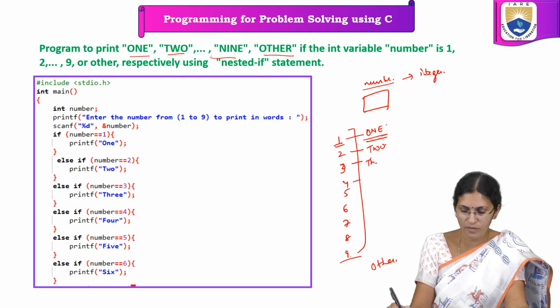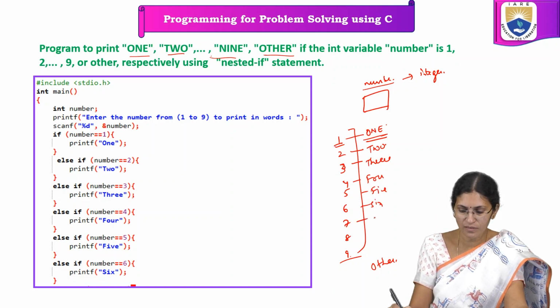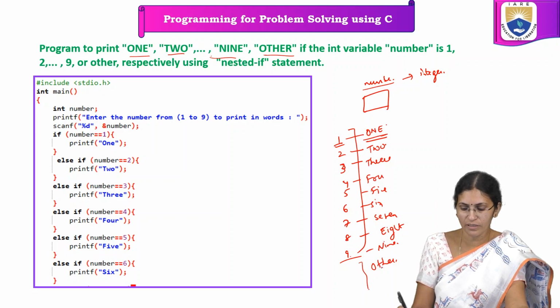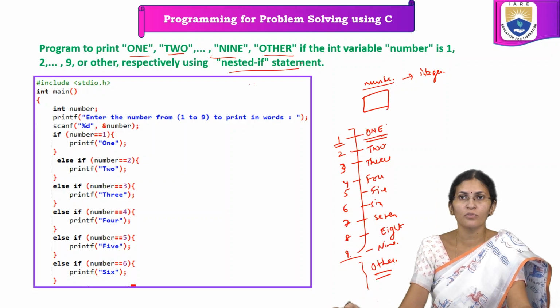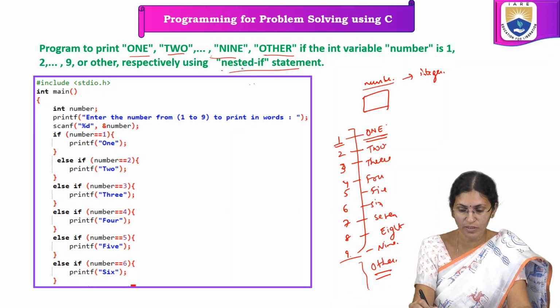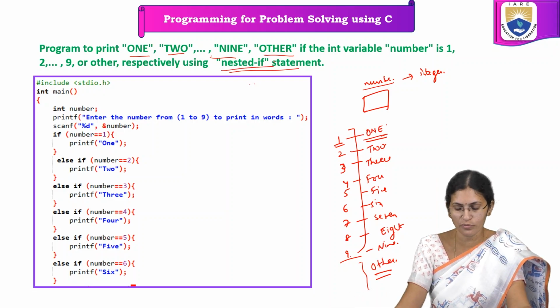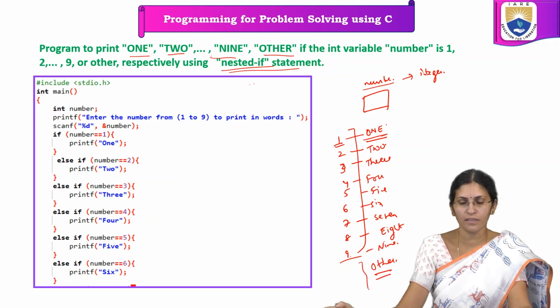So for this 3 is printed, for this 4 is printed, for 5, 6, the given digit is printed in words. So 7, 8 and then 9. For any other number it will print other. So we can use either nested if statements or we can use switch case also. That we'll see in the next slide.